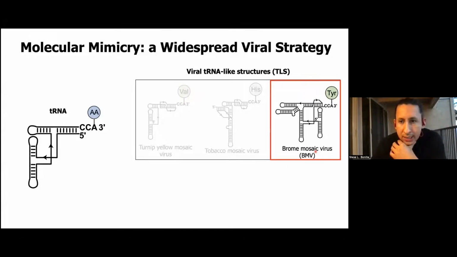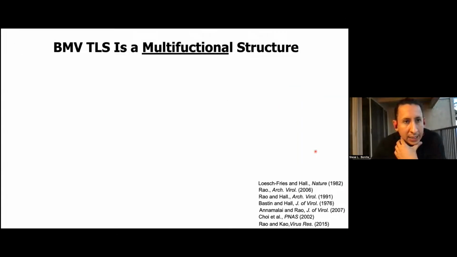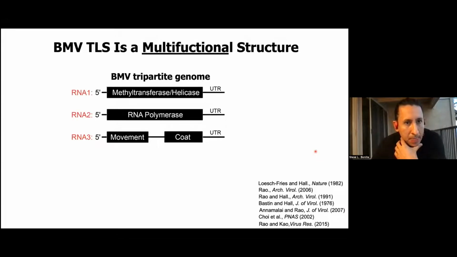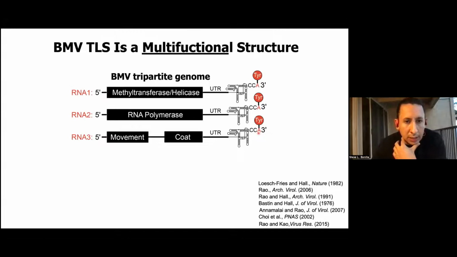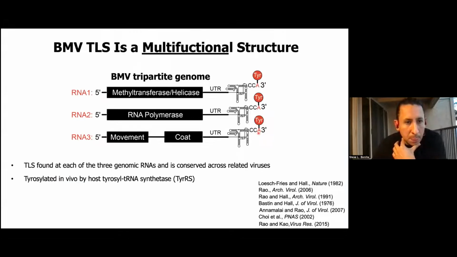So like I said, this structure is found in the brome mosaic virus genome. The brome mosaic virus, BMV, has a tripartite genome. So its genome is encoded into 3 separate RNA molecules. And each of these molecules contains one of these TLS structures at the 3' end that gets charged with a tyrosine by the tyrosyl-tRNA synthetase from the host.